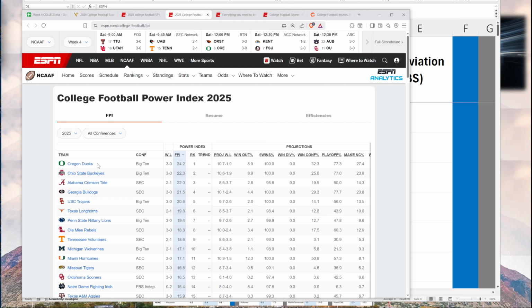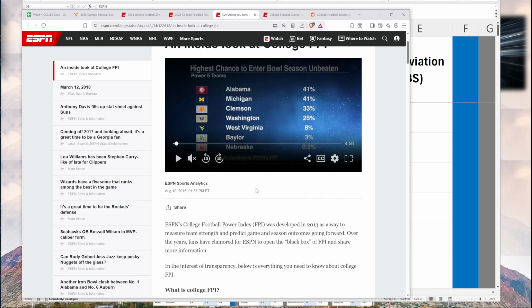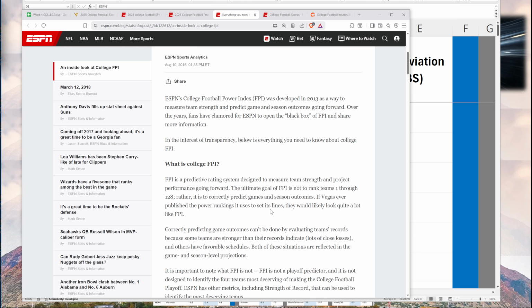So let me give you an example. Oregon has an FPI of 24.2. If they played USC, who has an FPI of 20.6, you subtract these two numbers, the point spread is going to be about 4. And then the home team gets an extra 3 points. So according to ESPN, this is similar to the idea of how Vegas calculates the point spread.